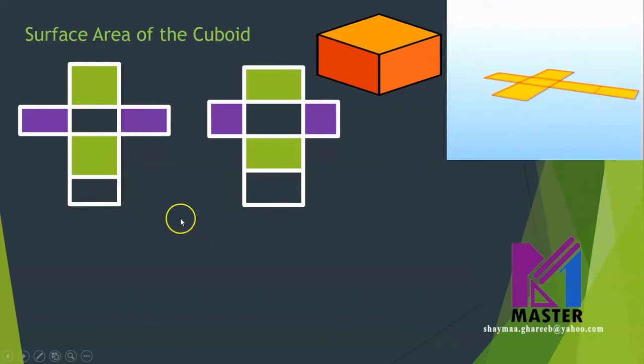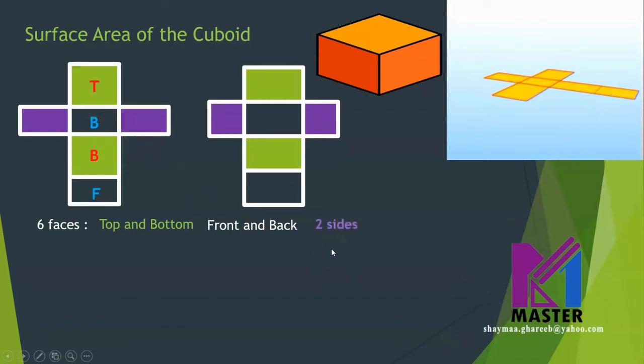Okay? To find the surface area, we know that the cuboid has 6 faces. The top and the bottom, as here. What else? We have front and back. We can say this is the front and this one is the back. And we know that top and bottom are opposite to each other and they are identical faces. Front and back, they are opposite to each other and they are identical faces.